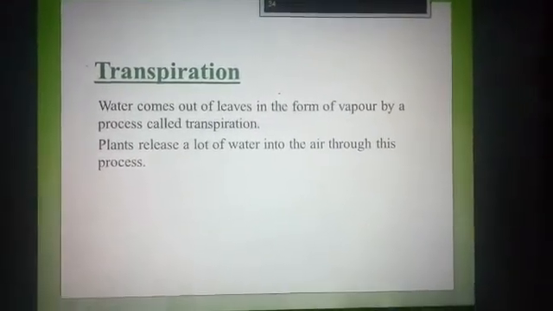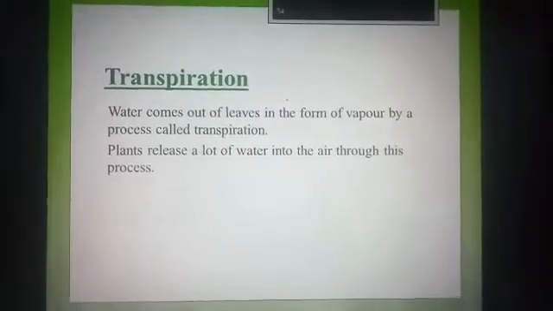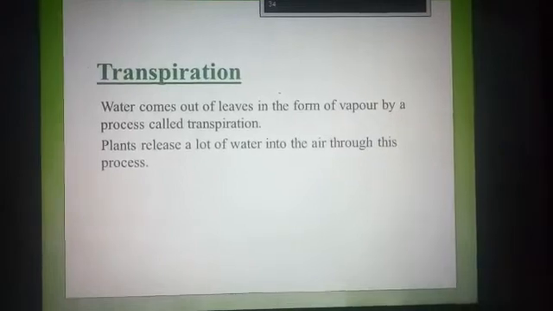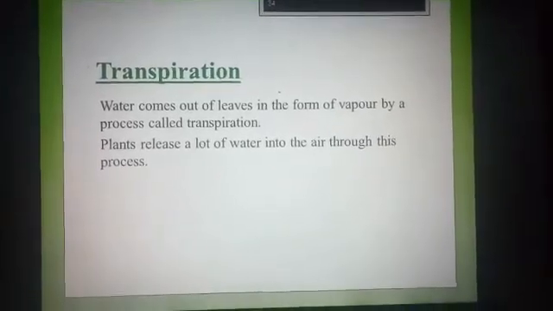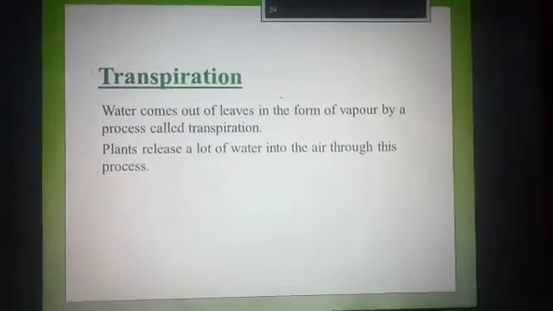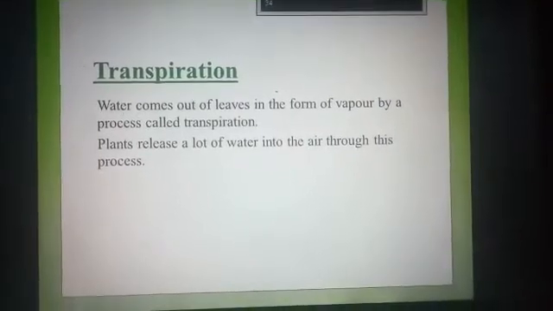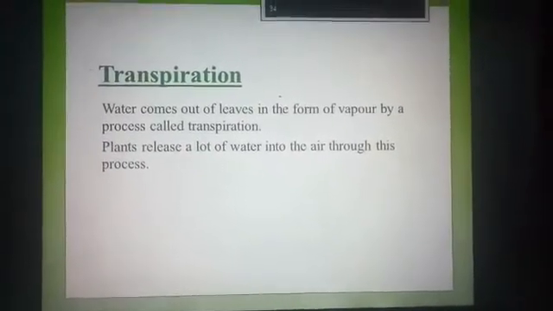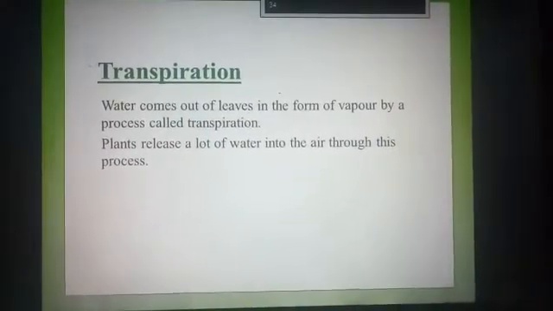So transpiration means loss of water, and why is losing water essential? In order to regulate temperature. Plants are present outside and there is sun, so in order to cool itself, for cooling of plants, water loss is required. So there must be transpiration.